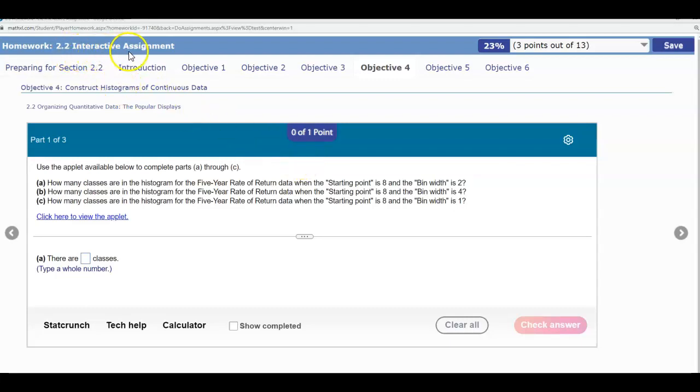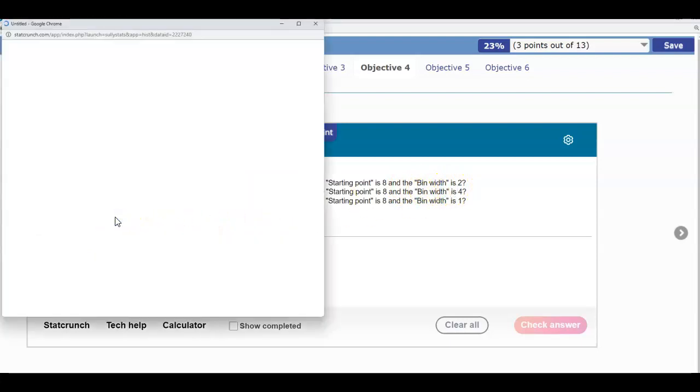Section 2.2 Interactive Assignment Objective 4. We're going to use the applet available below to complete parts A through C. For the first part, it says how many classes are in the histogram for the 5-year rate of return data when the starting point is 8 and the bin width is 2. So we're going to click on the applet.